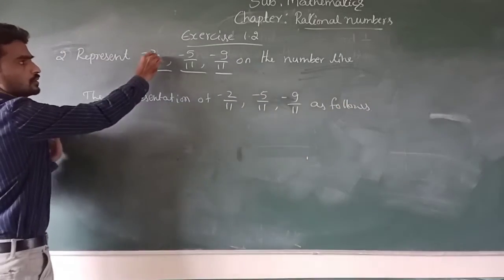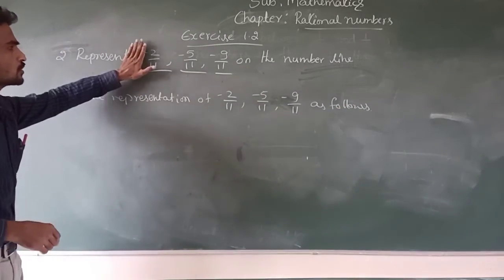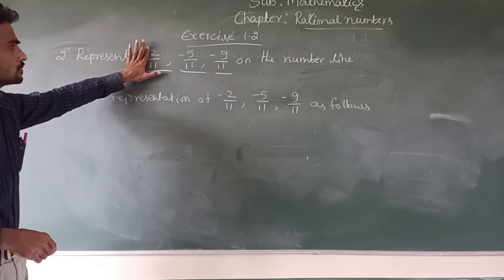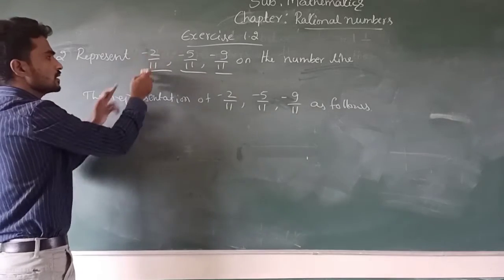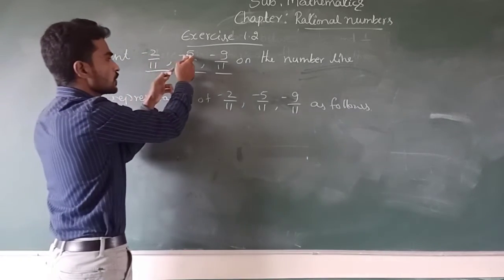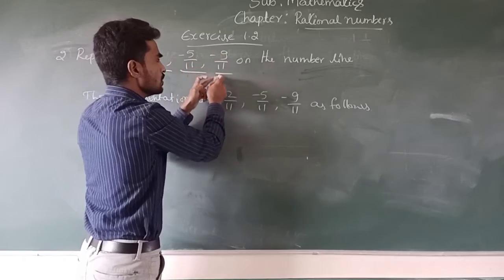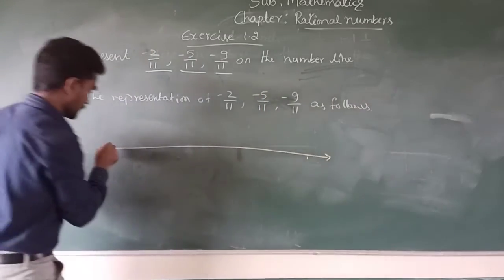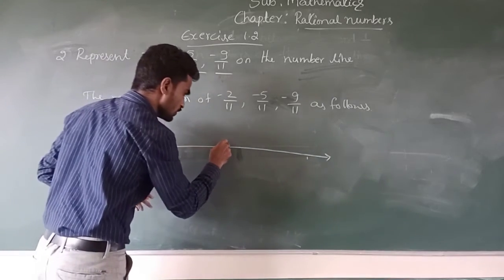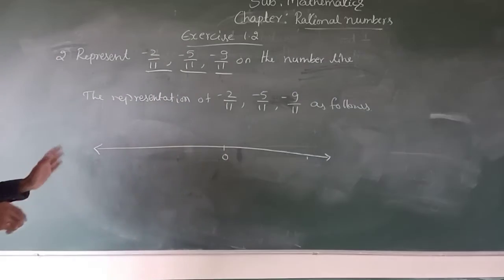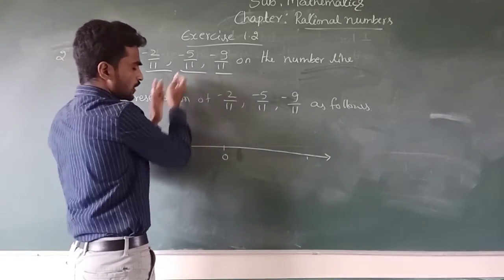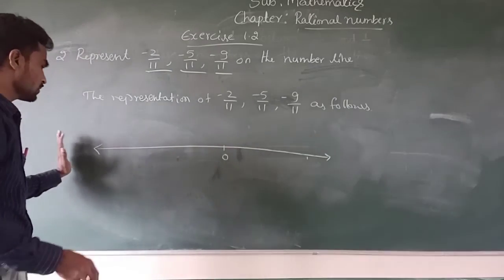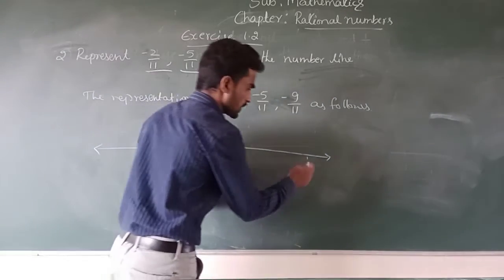Just observe minus 2 by 11. We know the value 2 by 11 is less than 1. Here minus is there, so this is greater than minus 1. This one is also greater than minus 1. This also is greater than minus 1. Just draw a line. Take 0. The center has to be 0 because negative is there. Right side to the 0, positive numbers are there. Left side to 0, negative numbers are there.